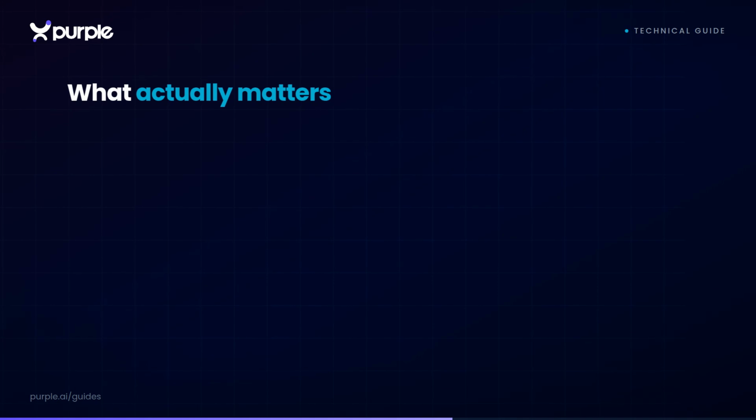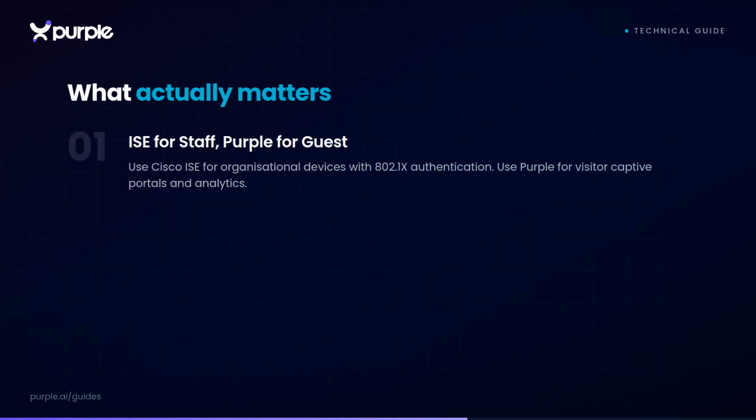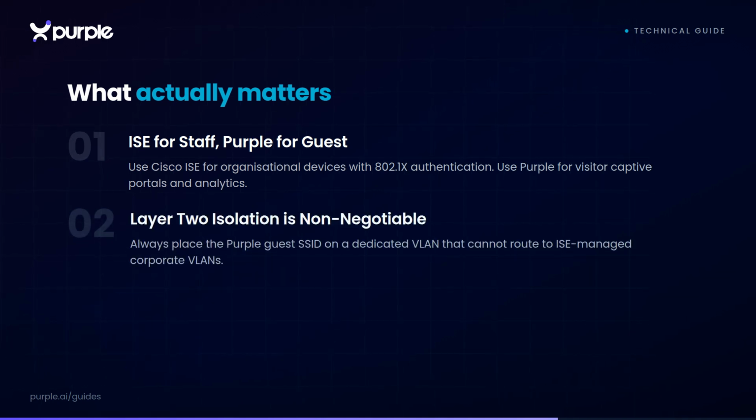Three deployment principles matter most. First, ISE for staff, Purple for guests. Use Cisco ISE for organizational devices with 802.1X authentication, and Purple for visitor captive portals and analytics.